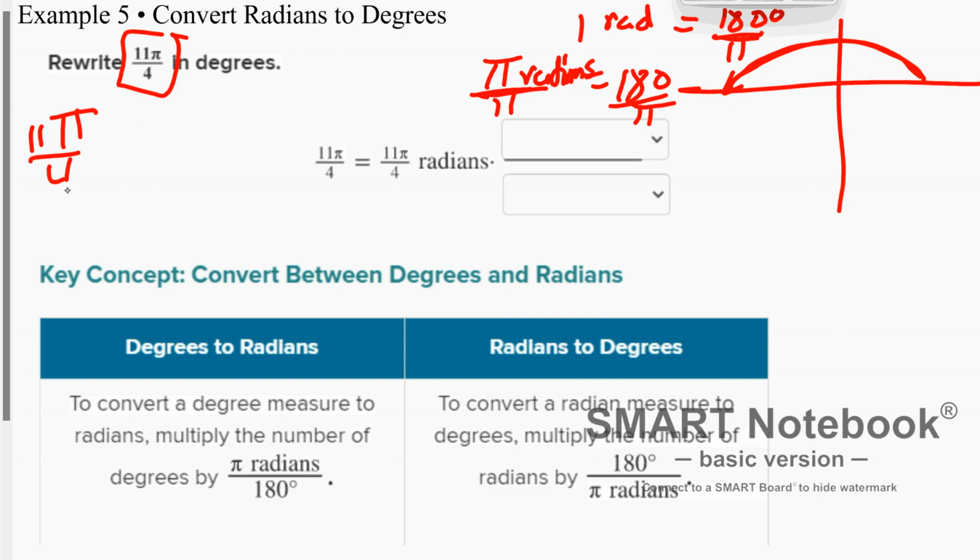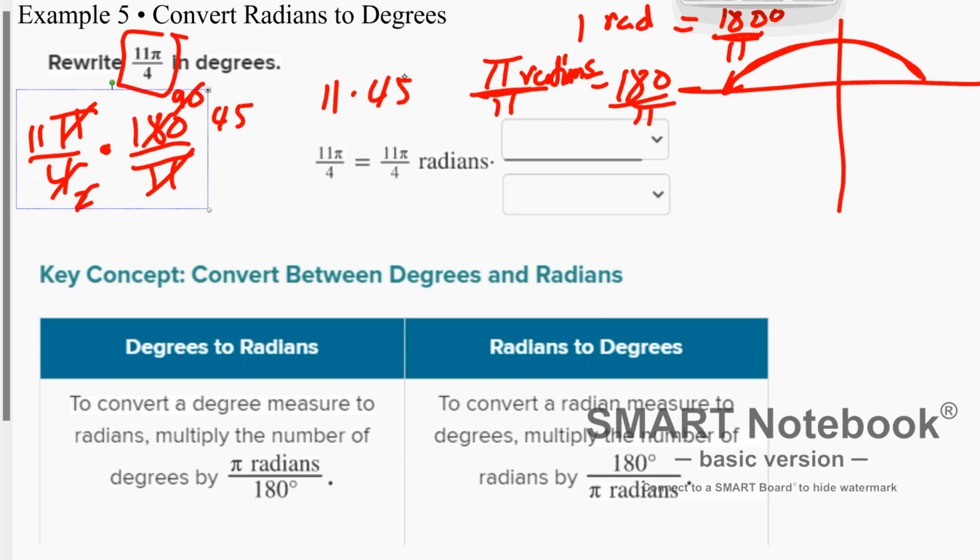Okay, so if I want to convert this, all I have to do is take 11 pi over 4 and times that by 180 over pi. So here the pi's will cancel. 4 and 180 will reduce, right? Because I can reduce those both by 2. I get 90 over 2. And I can reduce 90 and 2 to 45, right? So I just have 11 times 45. I can go ahead and multiply that, and that's 495. So 495 degrees. Okay, and that's how I convert.